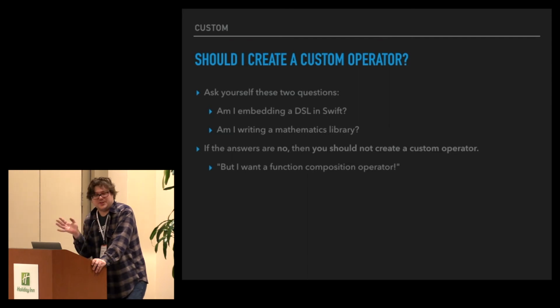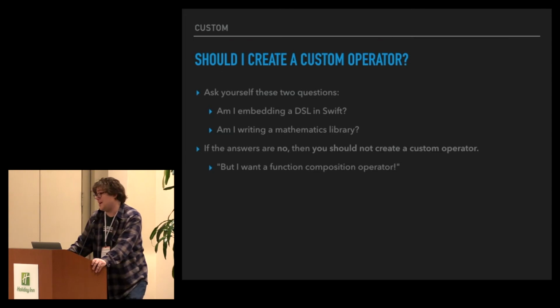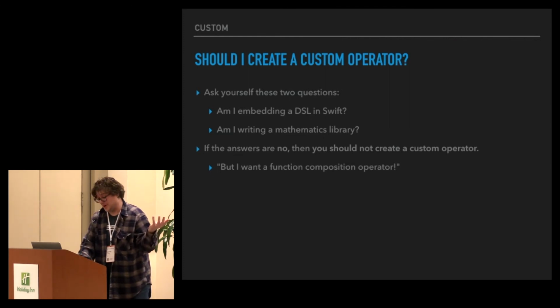But these are some questions that you might have in response to that, or statements, I should say. I want a function composition operator. Great, it's coming in Swift 4. Also, you found the one legitimate thing that is a custom operator that everybody wants. It also happens function composition is a well-defined mathematical operation, so it follows all the rules that you would want it to.